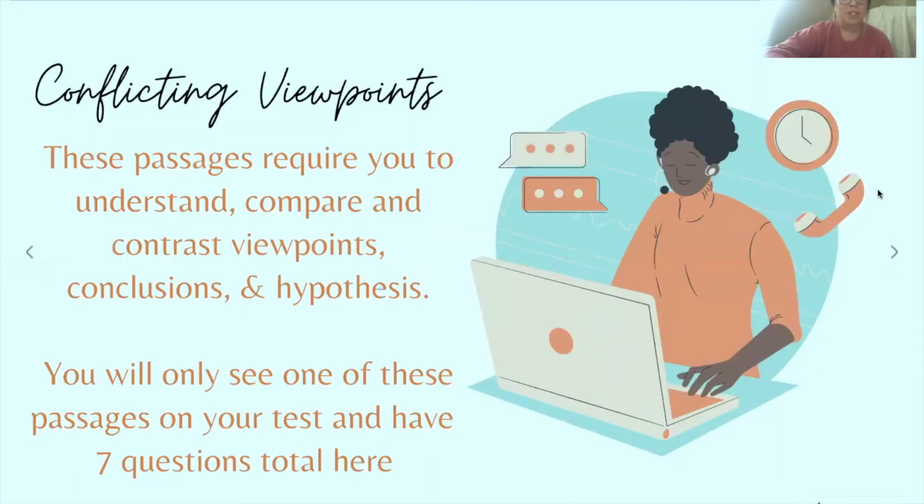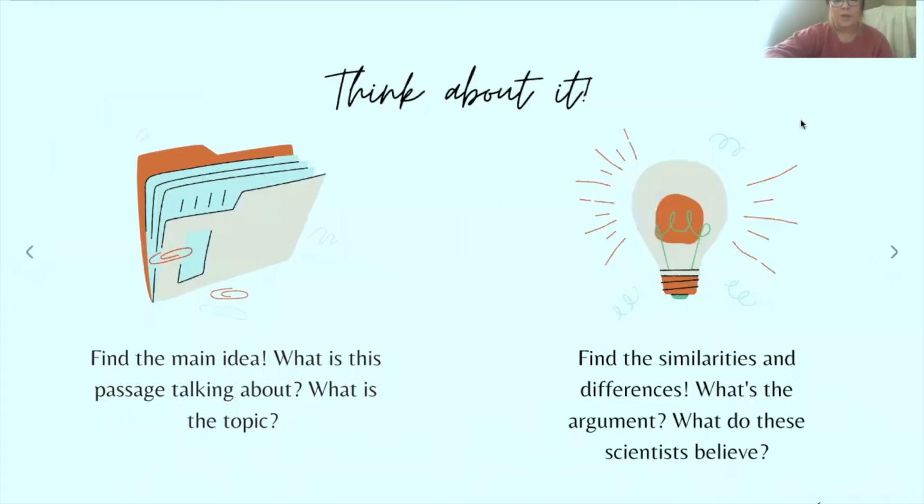Today we're going to be talking about conflicting viewpoints. These passages are going to require you to understand, compare, and contrast viewpoints, conclusions, and hypotheses. You'll only see one of these passages on your test, and it'll have about 7 questions. These passages are very lengthy. They're going to require a lot more reading of you than the previous 2 passage types, research summaries and data representation. So in these passages, you need to focus on finding the main idea.